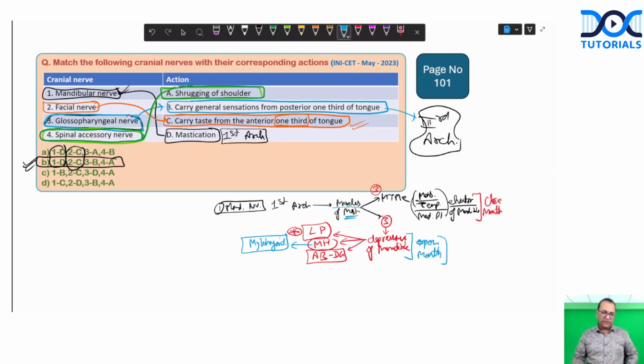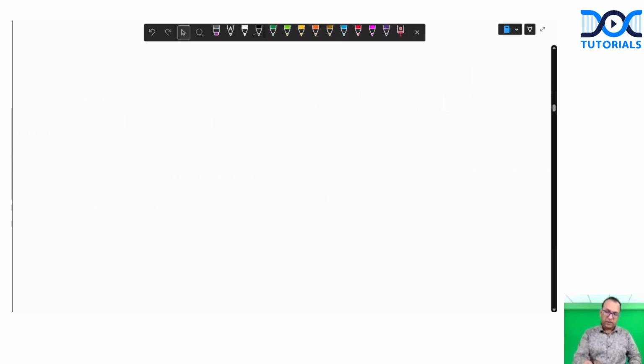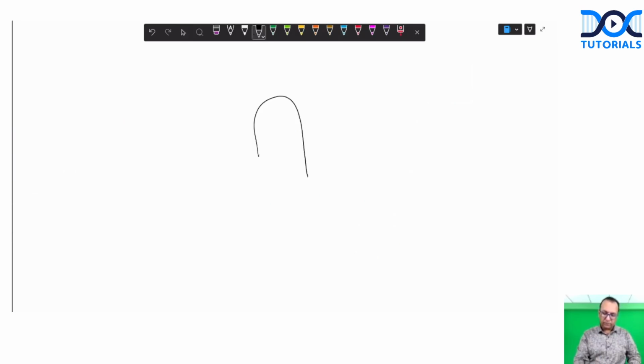Okay, fine. Can we talk about the general sensation and taste sensation of the tongue? Yes, let us do that. What you have to do is look at the developing tongue. So this is the developing tongue.